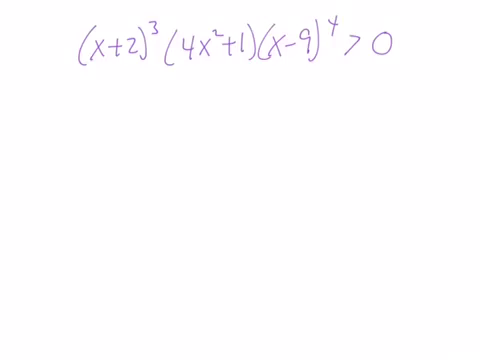Now, this polynomial function has a degree. This is going to be an x cubed, this is an x squared, and this is going to be an x to the 4th. So this is 3, 4, 5, 6, 7, 8, 9. So this is a degree of 9.